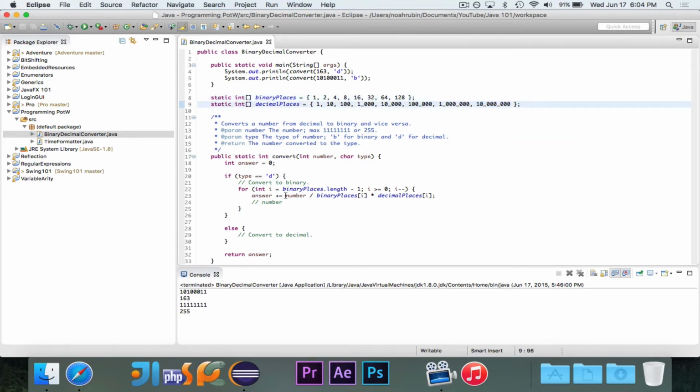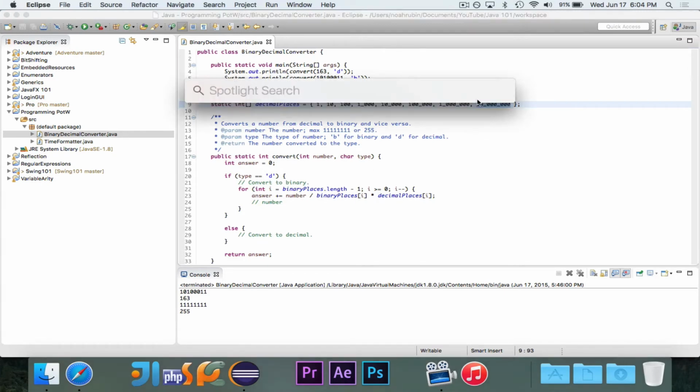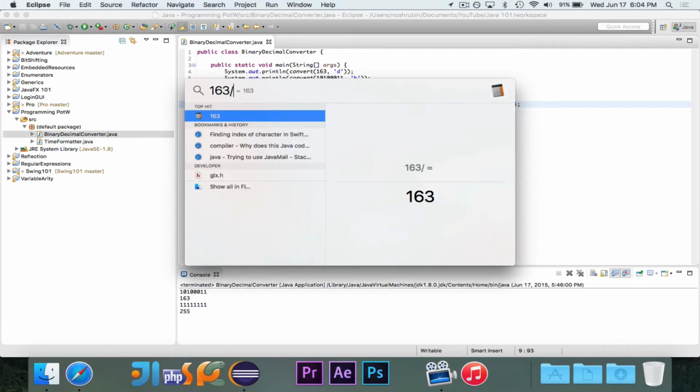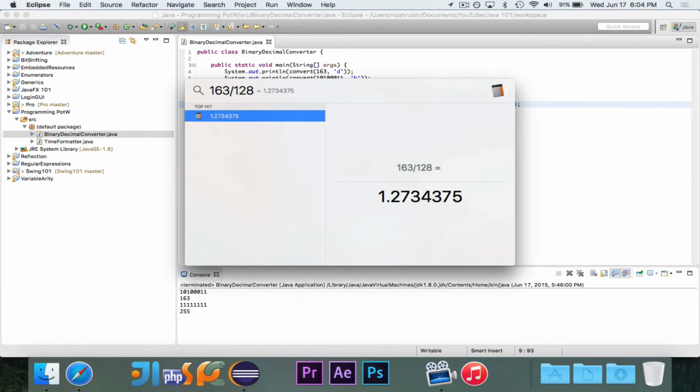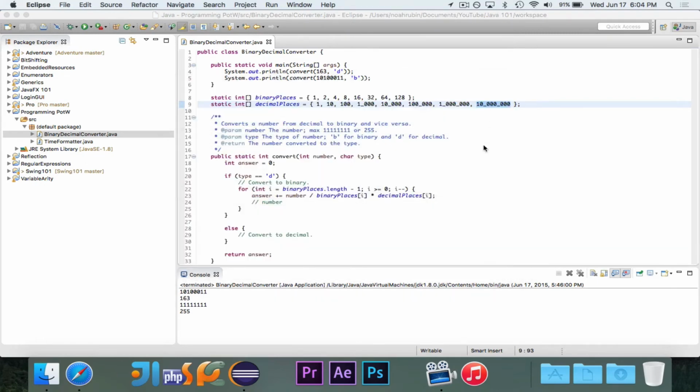So we're taking number, and we're starting with the end, so 128 and 10 million. So we're dividing number by binary places. And remember, this is integer division, and that's really important. So if we think about 163, and we're going to divide it by 128, that's going to give us 1.27, which is going to round down to 1. And then 1 times that decimal place, 1 times 10 million, is going to be 10 million. But don't think about it as 10 million. Think about it like this number up here.